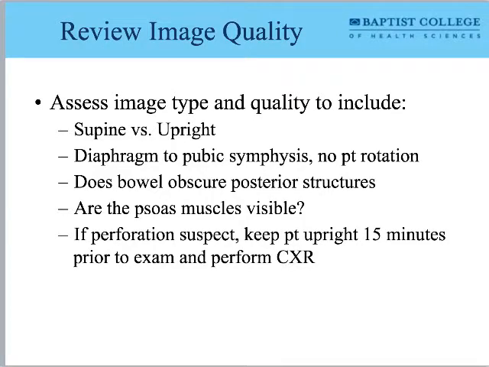So in terms of reviewing these images for quality, we want to assess the type and quality to include, again, whether it's supine or upright. We need to be noting that on our images. Diaphragm to pubic symphysis needs to be visible, no patient rotation. And we want to be asking ourselves, does the bowel obscure posterior structures? A lot of times if there's a whole lot of feces or something else in the bowel, it can make other organs difficult to evaluate.